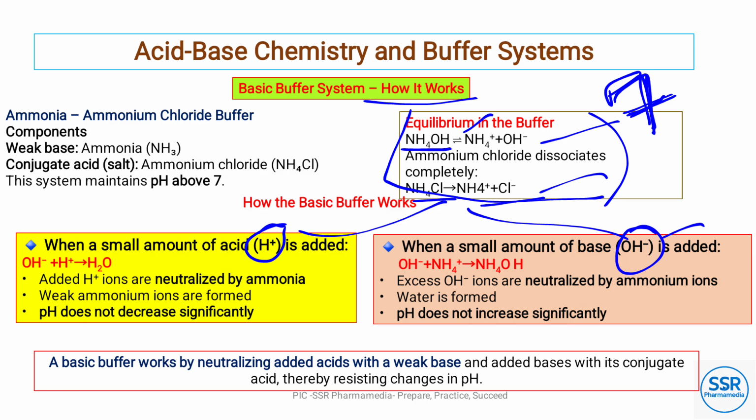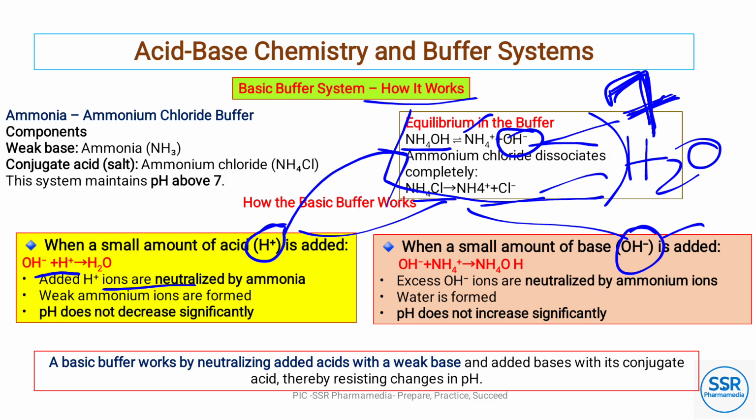Now I am adding hydrogen ions, an excess of acid, into the buffer system. When we add excess acid, the hydrogen ions meet the OH minus ions that are there. The hydrogen ion reacts with the OH minus ion and is converted into water. So when we add H plus ions, which is nothing but acid, it does not produce any change in the pH. The added H plus ions are neutralized by ammonia, weak ammonium ions are formed, and the pH does not decrease significantly.